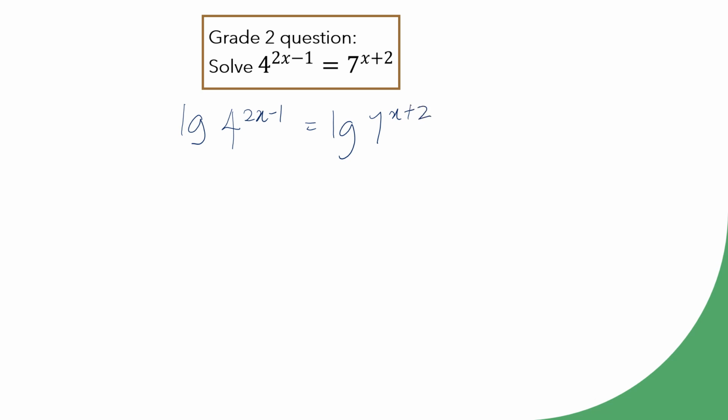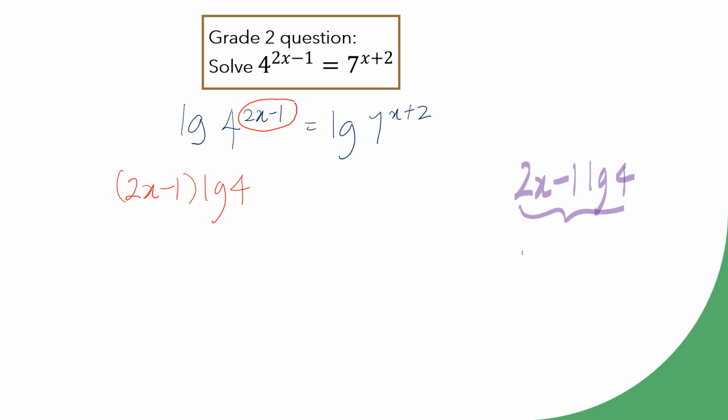So this one is my power. So I'm going to bring the power down. Now when you bring the power down, it's very important to bracket it. Why do you need to bracket it? Let me show you. If you do not bracket it, it will look like this. Then what does this mean? This one means 2x. 2x is a standalone term, then minus 1 times log 4. So 1 times log 4 is log 4.